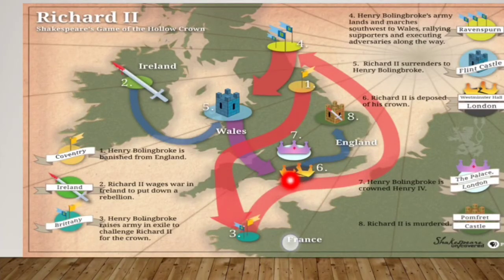Okay. Now what happens after that is Henry Bolingbroke's army lands and marches southwest to Wales, rallying supporters and executing adversaries all the way. So from Brittany they travel all the way closer to Wales, okay, and there they gather supporters and they gather all the enemies of Richard II, and they are planning to execute their plan.